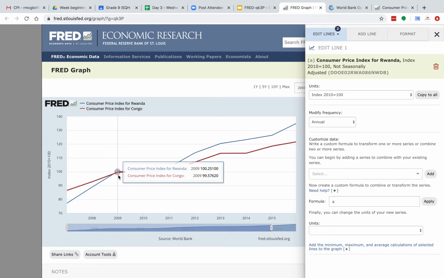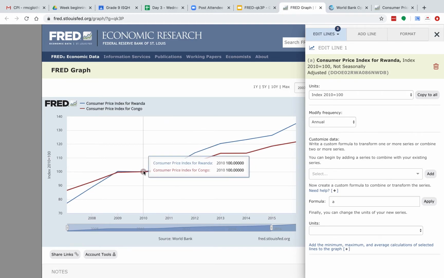Interestingly, you actually see prices in Rwanda are slightly higher in 2009 than they are in 2010 because the index is above 100. That's unusual. Almost always for CPIs, the numbers before the base year will be below 100 and the numbers after the base year will be above 100. I mean, it's very little. Basically, prices didn't really change from 2009 to 2010, but it's still kind of interesting.